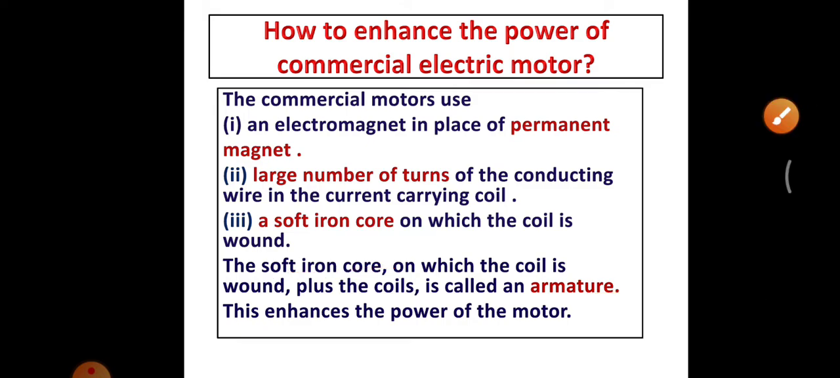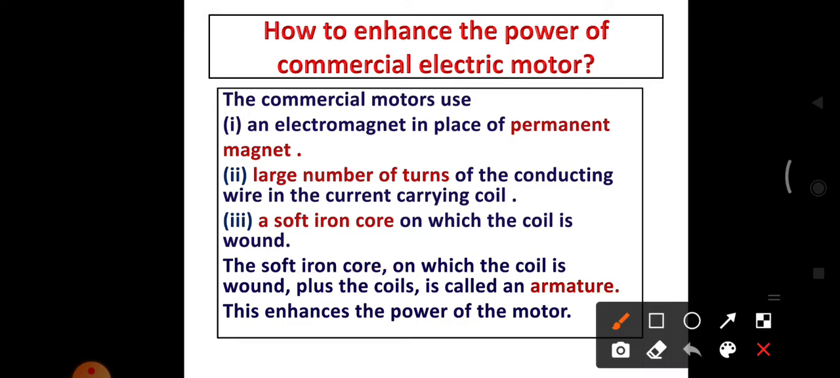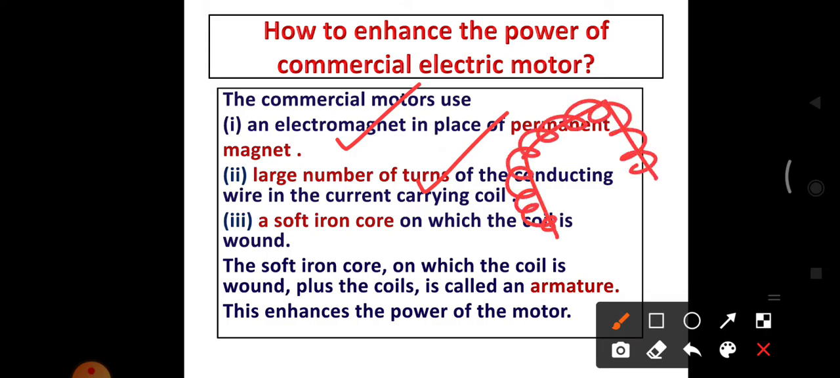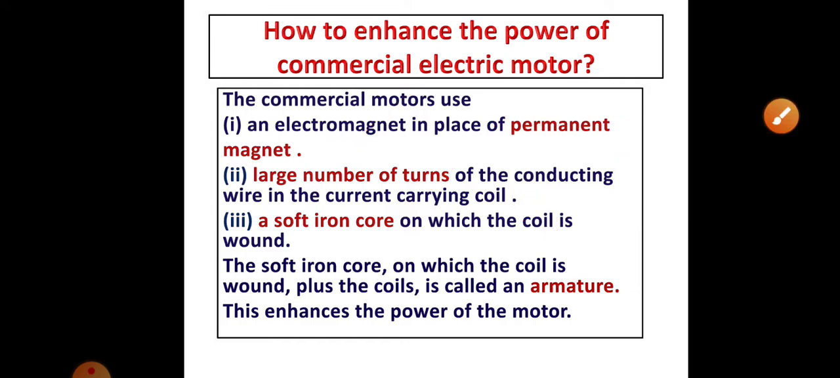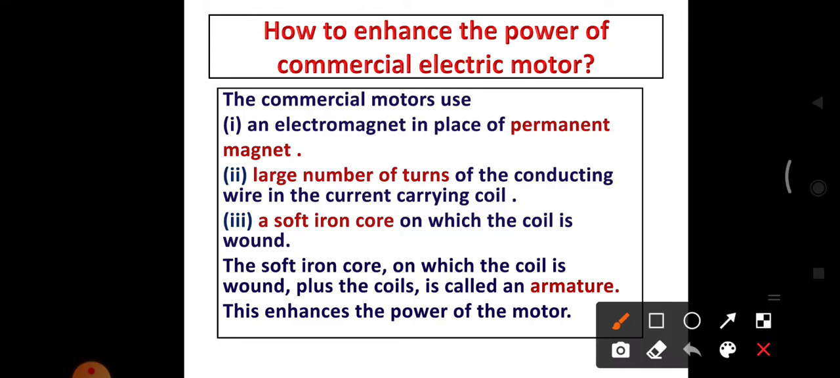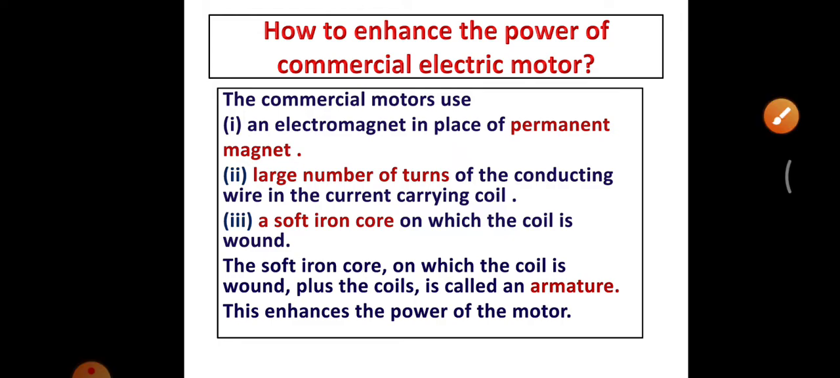So there are three ways to enhance the power of a commercial motor: using an electromagnet in place of a permanent magnet, using a large number of turns in the coil, and using a soft iron core on which we wind the coil. So this enhances the power of the motor.